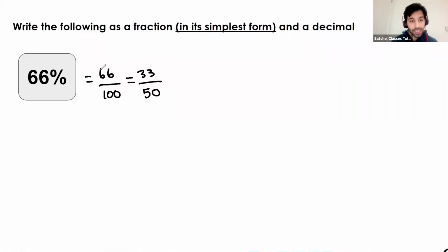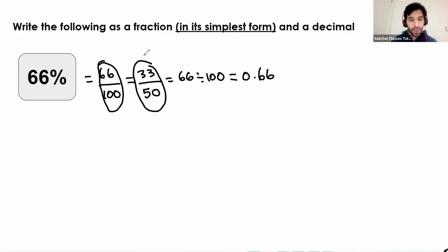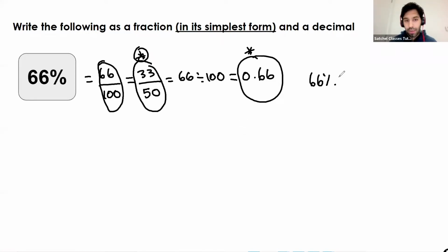Now, if I was to write it as a decimal, we want to use this bit over here. So 66 over 100 is the same as 66 divided by 100, which is going to give us 0.66. So the fraction in its simplest form is over here, and the decimal is over here. So 66% is equal to 33 over 50, which is equal to 0.66. So that's the percentage, that's the fraction, and that's the decimal over here. Let's do one more example.